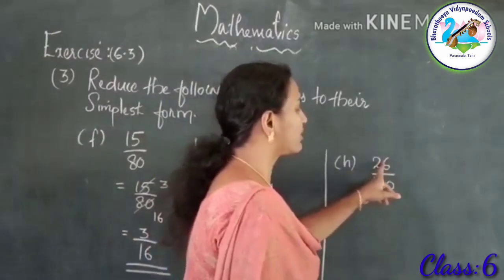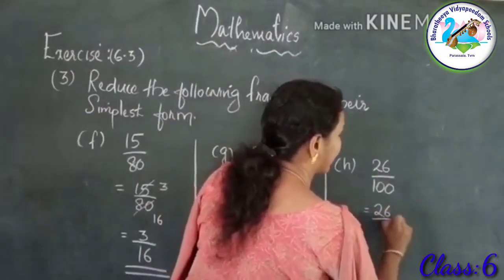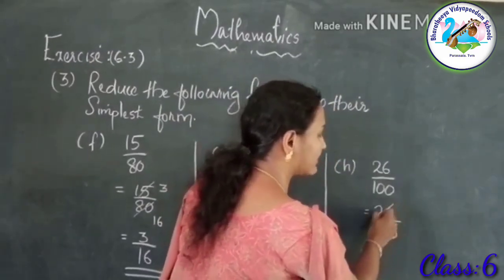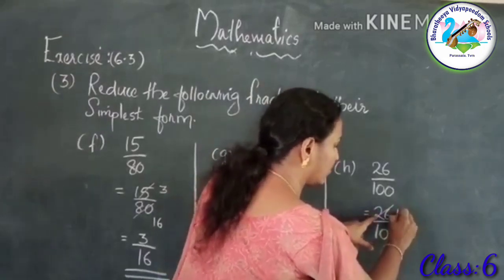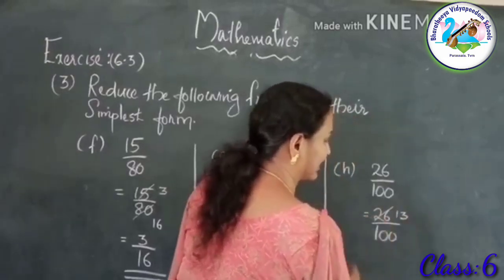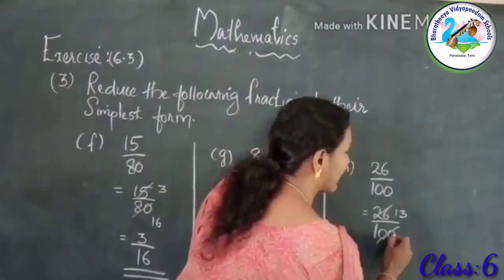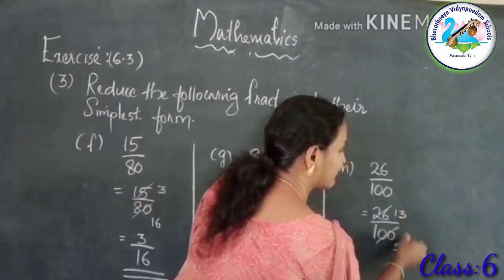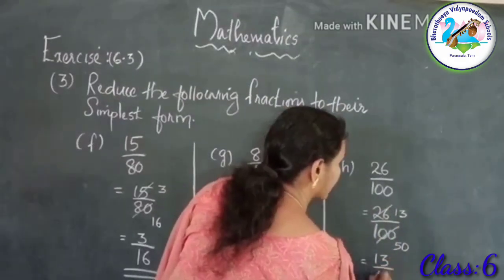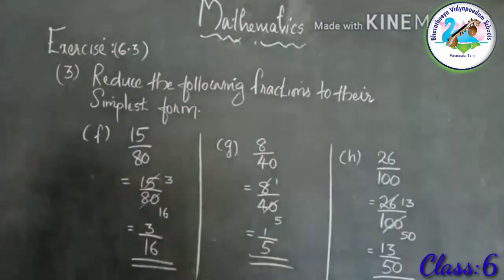Next option, 26 by 100. In 26 by 100, 2 is common for both the numerator and denominator. So how many 2s are in 26? 13 2s are 26. Then how many 2s are in 100? 50 2s are 100. So we get 13 by 50. Here 13 and 50 have no common factors other than 1. So the simplest form of 13 by 50 is 13 by 50.